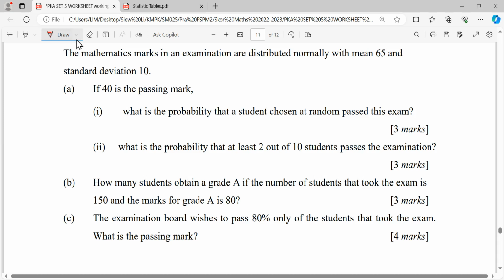Hi everyone, for this question it said the mathematics marks in an examination is distributed normally with mean 65, standard deviation 10. So first of all you need to write out what your x represents here. So you're talking about the mathematics marks.